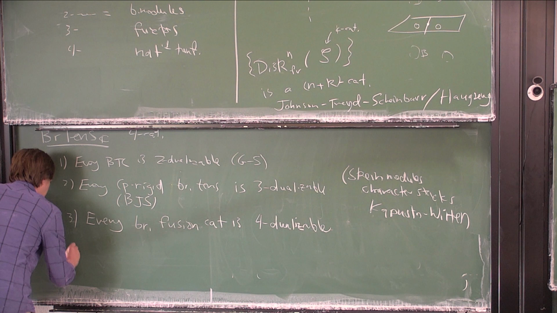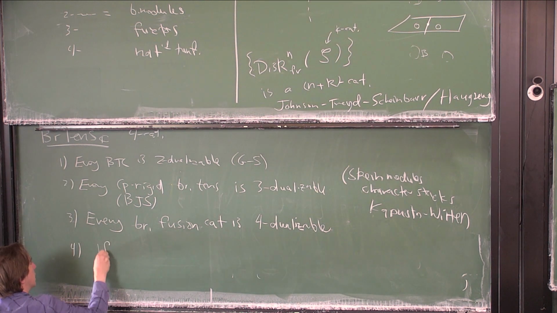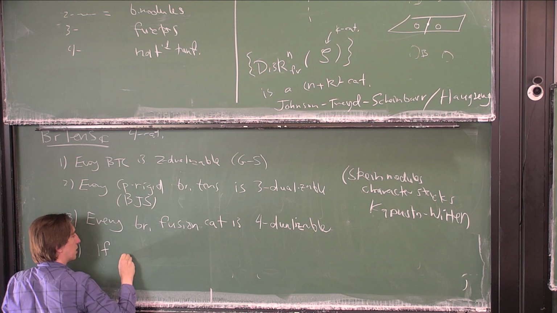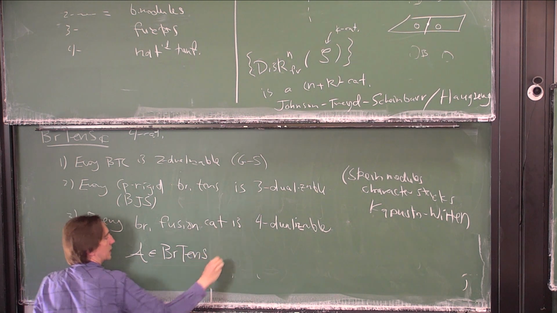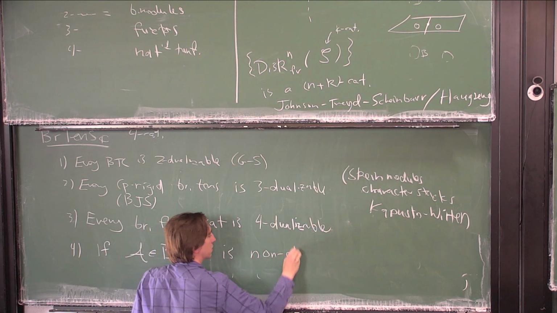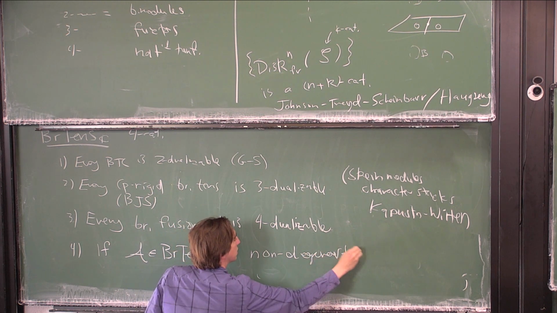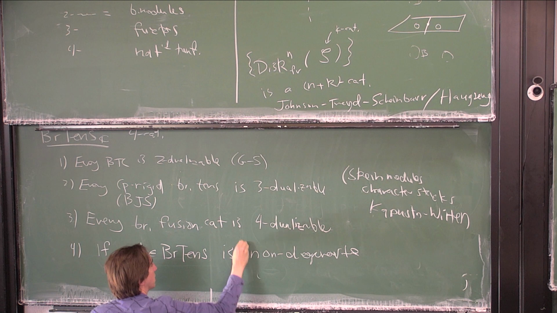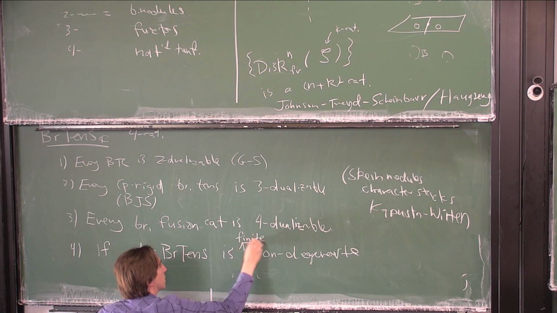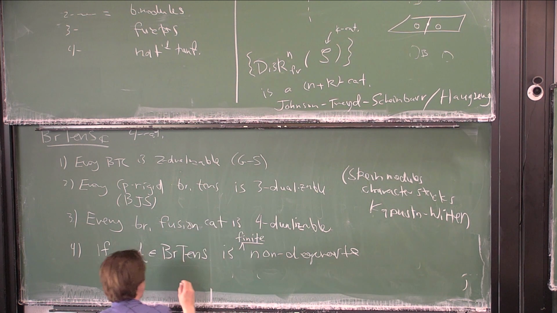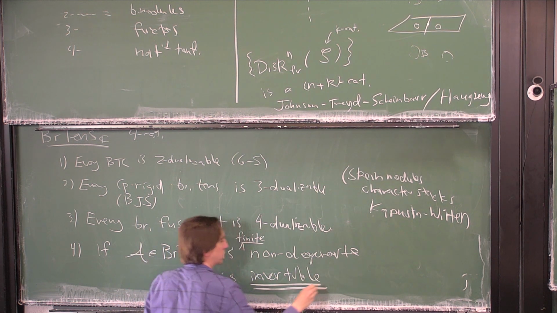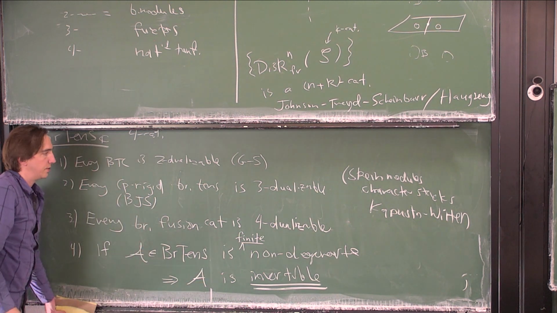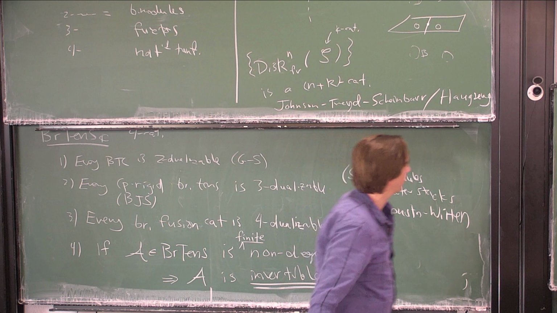But here's a result. If a braided tensor category, call it script A, is finite and non-degenerate, then A is invertible. Invertible. I'll say what that means, and I'll say why it's worth noting.